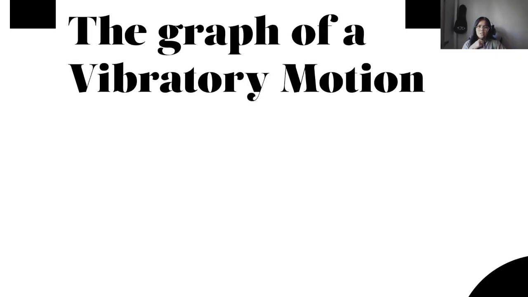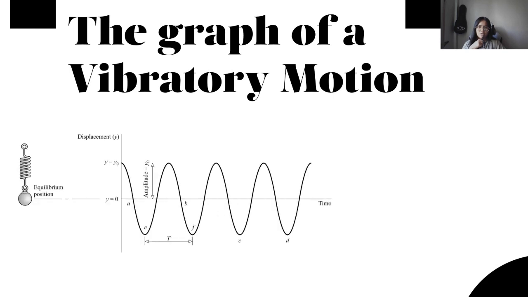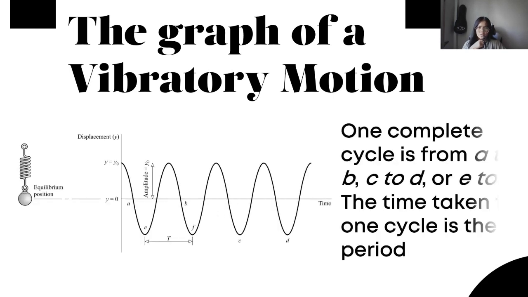So we have the graph of a vibratory motion. One complete cycle is from A to B. Ito siya, A, and then mag-flow siya dito to B, or C to D, or E to F. Okay? And the time taken for one cycle is called the period.